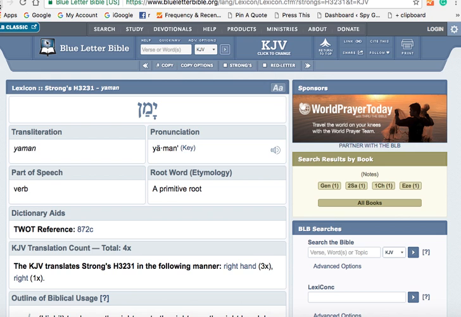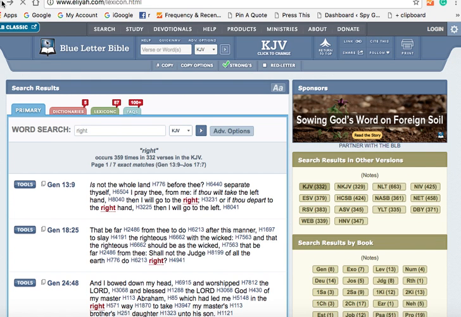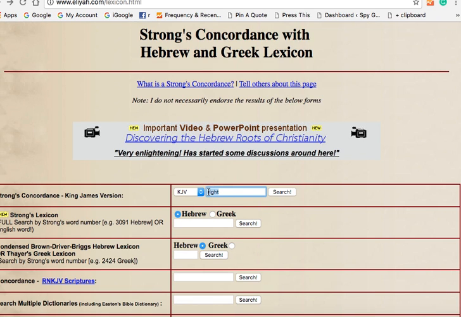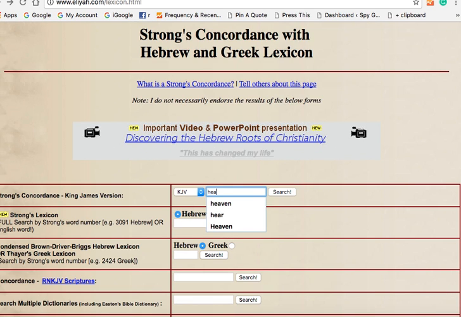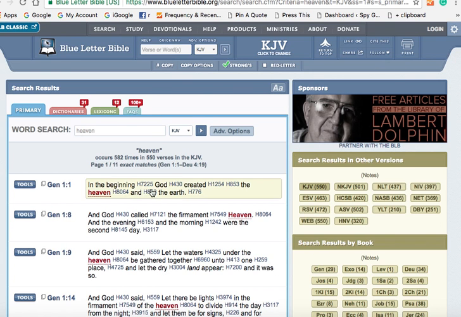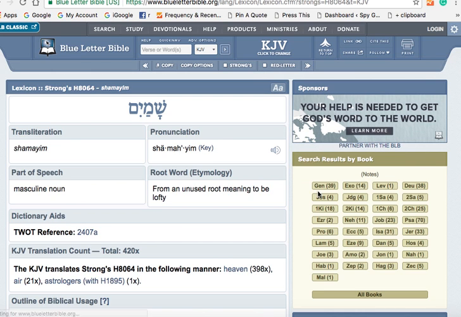So now if we go back and we do heaven again, and we do a little search, we come up with Shamaim again. So pretty much now, we have two different observations of what Shamaim might mean. One is to hear right or rightly, and the other one is a place in the sky.